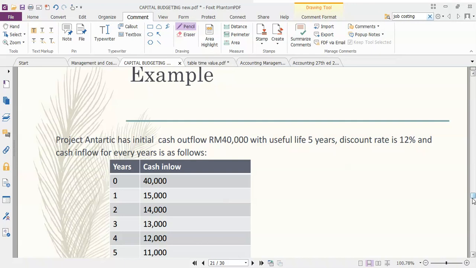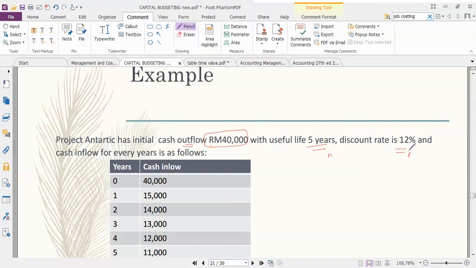So project Antarctic has initial cash outflow 40,000 with useful life 5 years. Okay, maksudnya project period dia tu 5 years lah. Discount rate dia 12% and cash inflow for every year is as follows. Ni I lah ni, okay. So, kalau tengok kepada soalan ni, 40,000 is our cash outflow for the first time. 5 years is the end. Okay, amount years dia. Discount rate 12% is I.